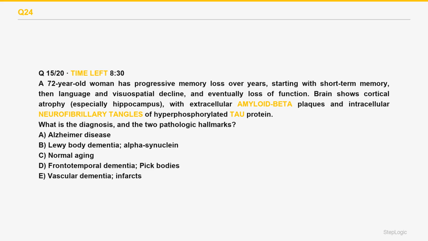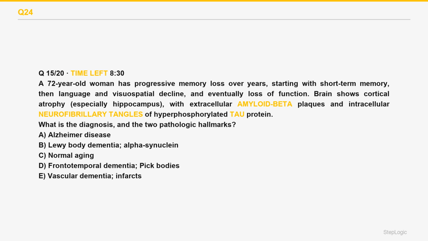What is the diagnosis and the two pathologic hallmarks? A 72-year-old woman has progressive memory loss over years, starting with short-term memory, then language and visuospatial decline, and eventually loss of function. Brain shows cortical atrophy, especially hippocampus, with extracellular amyloid beta plaques and intracellular neurofibrillary tangles of hyperphosphorylated tau protein.